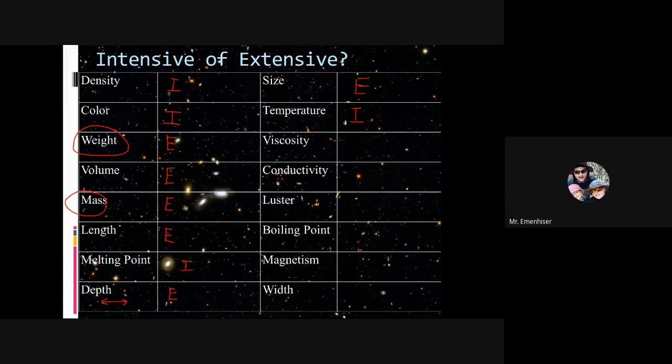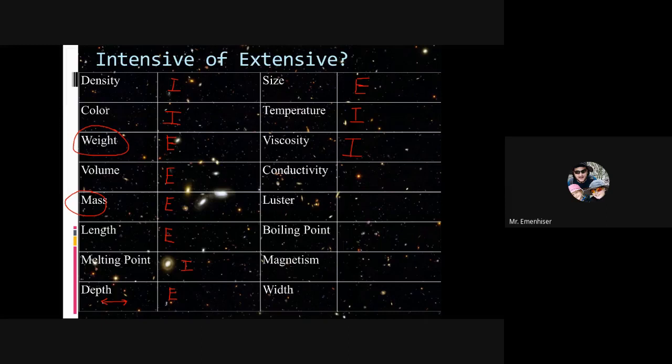Viscosity is how easy a liquid can flow. So think about water. Water has low viscosity. It can flow pretty easily. And then you've got things like honey or syrup that are hard to flow, so they have a high viscosity. So it's the resistance of a fluid to flow. So intensive or extensive? This one would be intensive. It depends on what it's made out of, not how much.